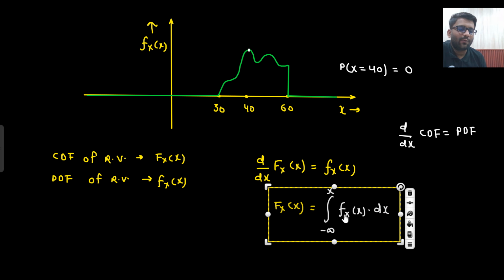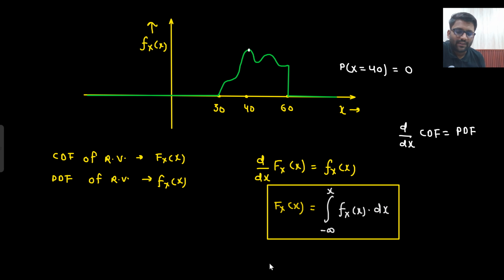So from PDF, if you want to get CDF, you need to integrate, taking the limit from minus infinity to x. And from CDF, if you want to get PDF, then you differentiate the CDF. Is that clear to you? So differentiation of CDF is equal to PDF, and integration of PDF is equal to CDF. Is that clear to you? The integral of PDF dx is equal to CDF.